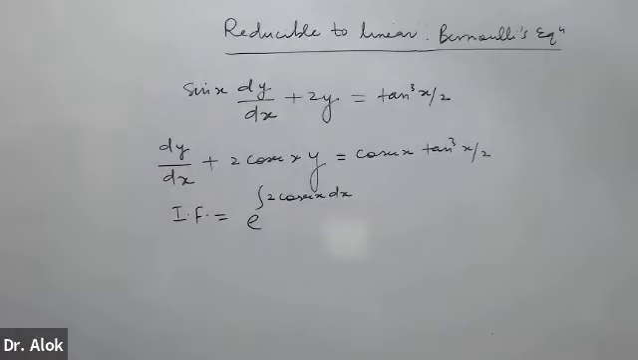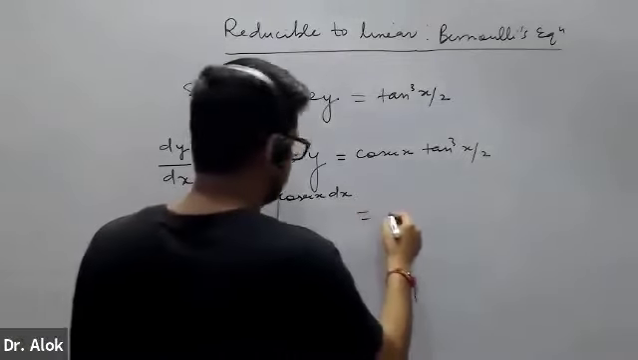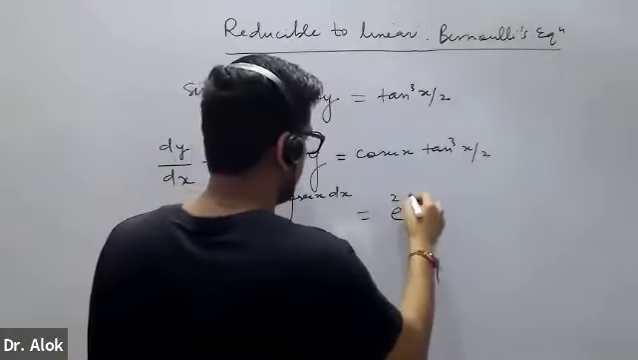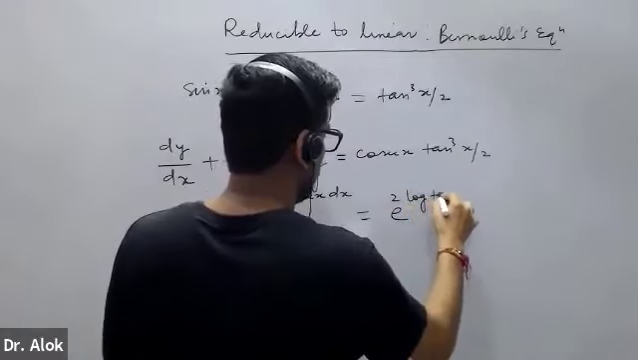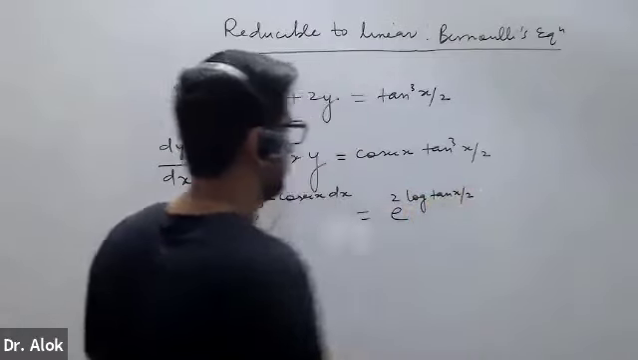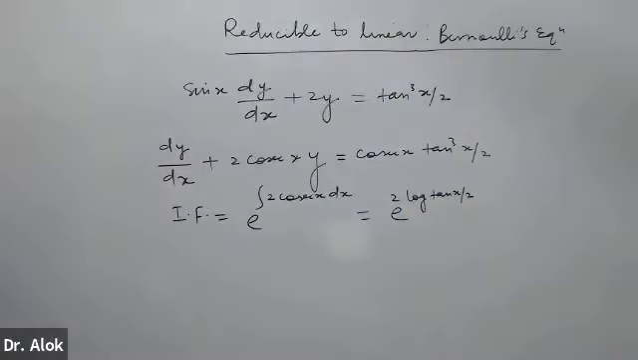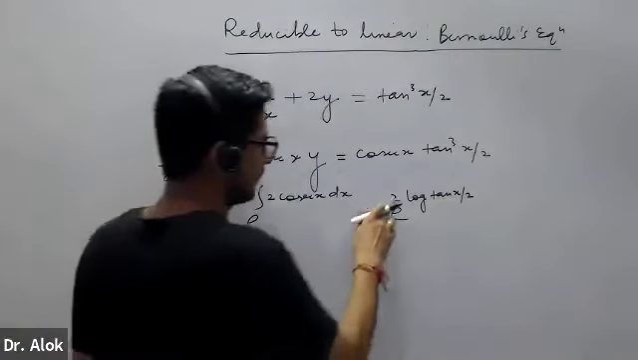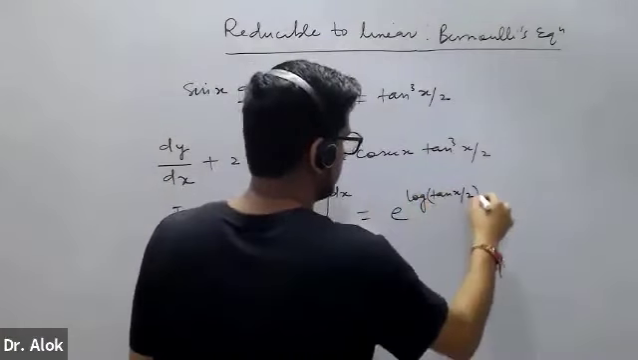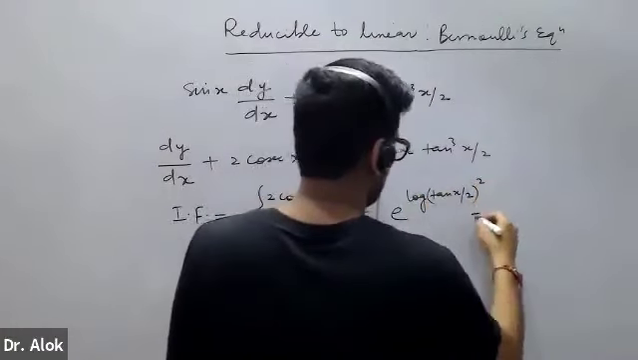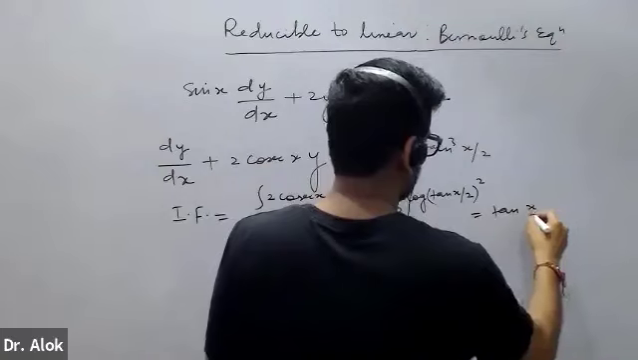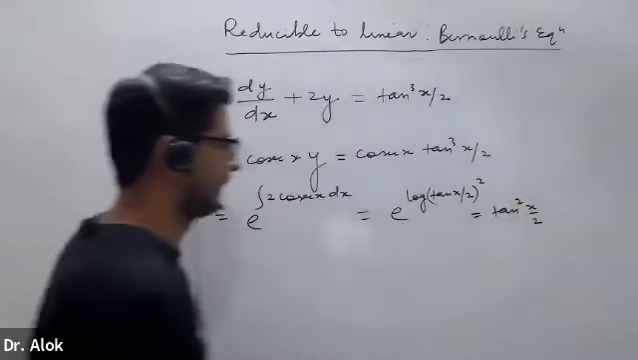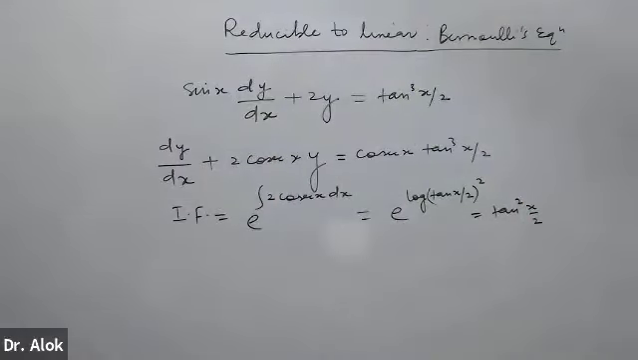What will be its integration? 2 times log tan x by 2. So this will become tan square, that is tan x by 2 whole square. This will be the integrating factor. Correct?